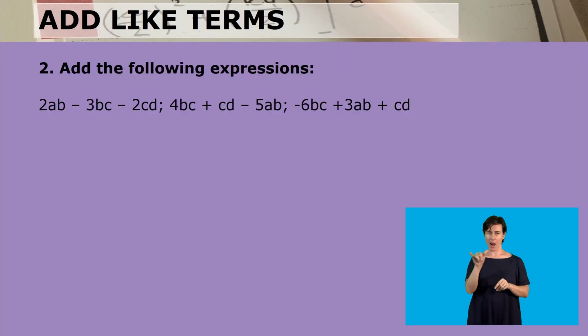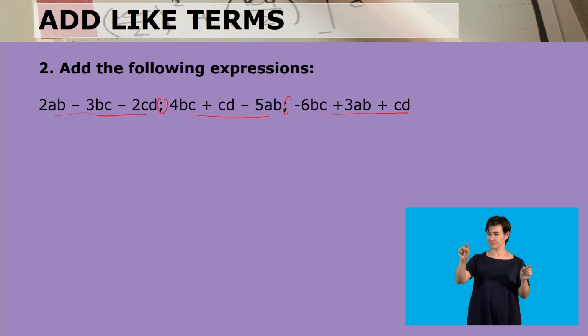Let's look at the next question as we add like terms. Question says, add the following expression. We have a trinomial there, and a trinomial there, and a trinomial there. They are separated by a semicolon.